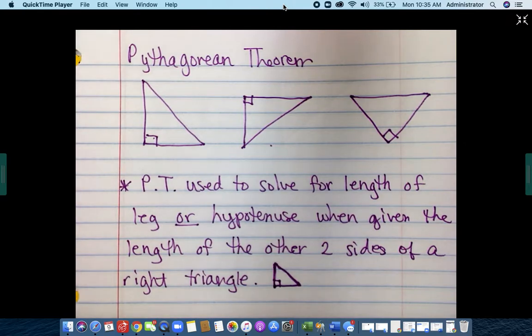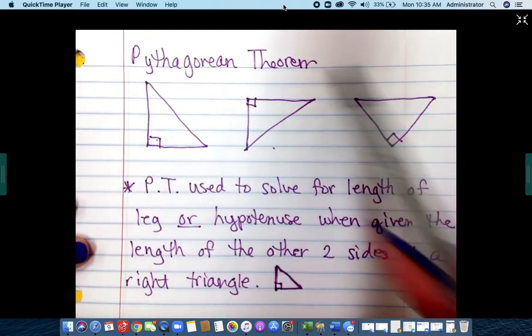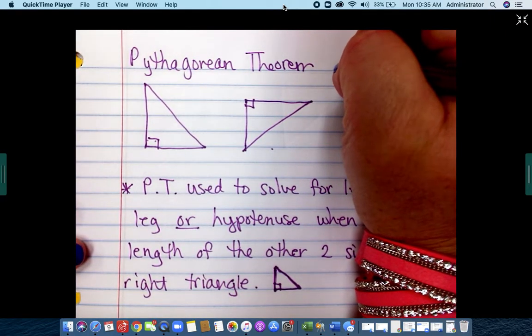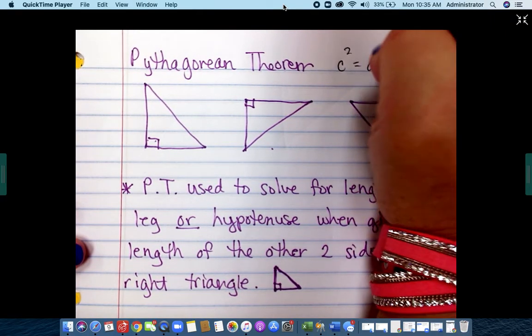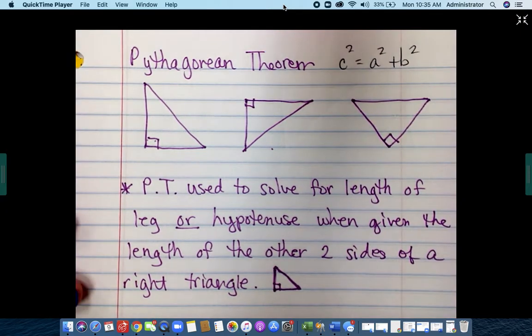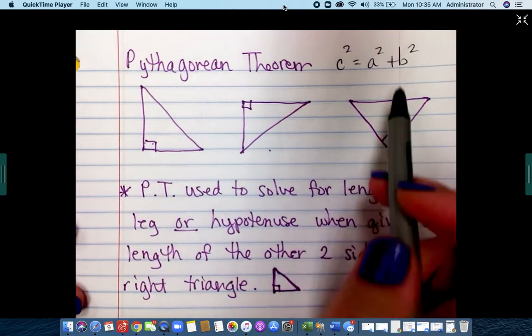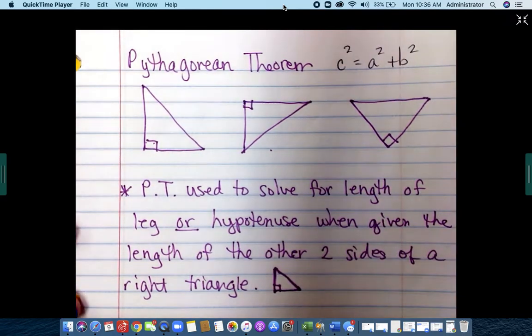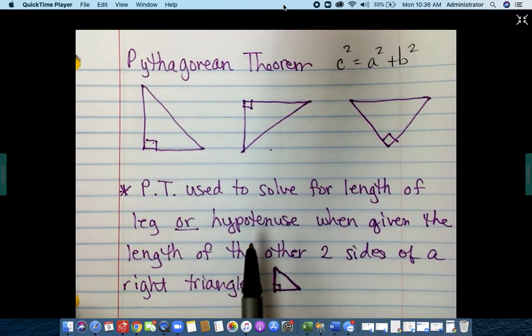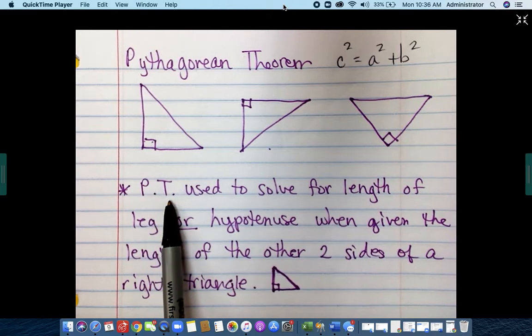In this video, I will be doing a lesson on the Pythagorean Theorem. The Pythagorean Theorem, you might remember from middle school, is c squared equals a squared plus b squared. Sometimes you might see it as a squared plus b squared equals c squared, which is the same. But notice down here I've got PT for Pythagorean Theorem.